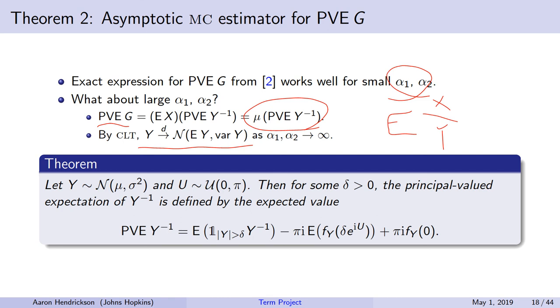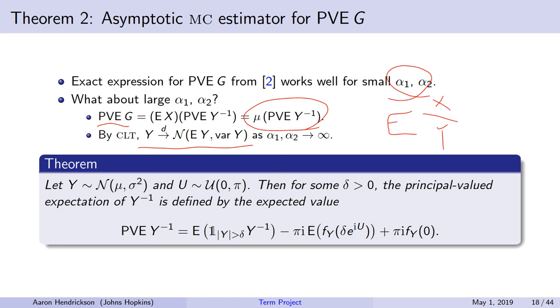The theorem reads that if we have y being distributed as normal, and we have a uniform random variable u over the interval 0 to pi, then for some constant delta greater than 0, we have this principal valued expectation of y inverse being defined in the following manner.